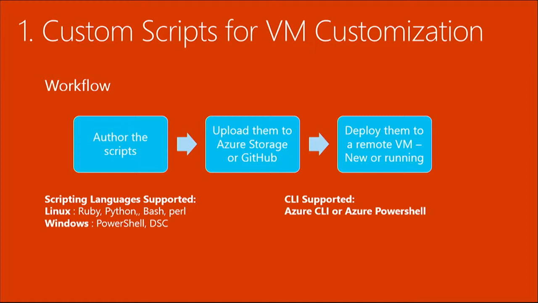This is where the custom script extension comes into the picture. We have a custom script extension for Windows and for Linux as well. Basically the workflow is you author your scripts, and if it's on Linux, you put them under source control in GitHub. Then when you want to deploy, you create a remote VM, and you tell the remote VM to go to this GitHub location, download the scripts, and do the configuration.